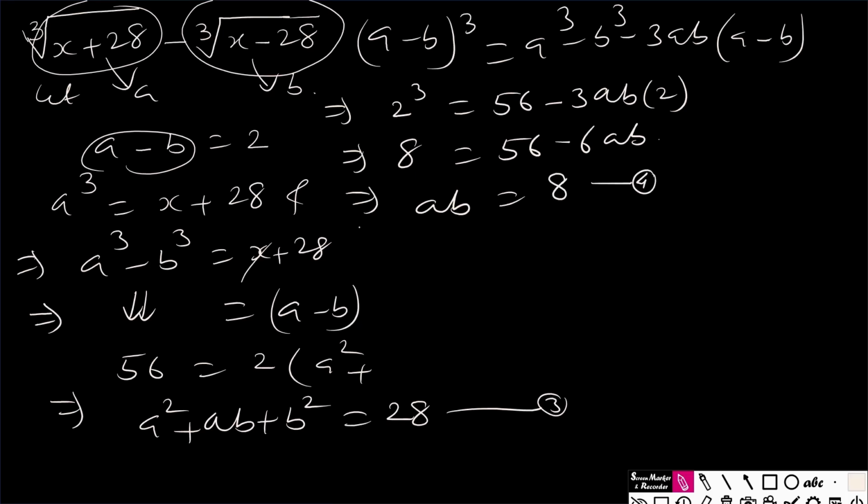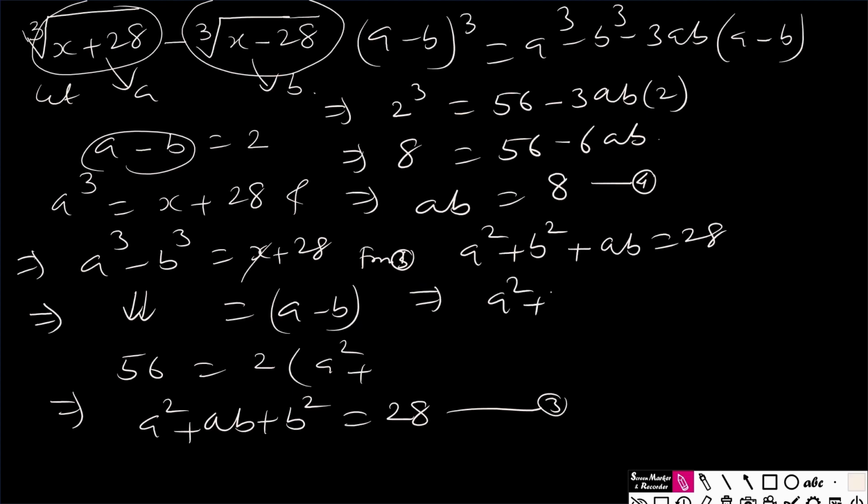Now from equation number 3, what will it be? a squared plus b squared plus ab equals 28. Here ab equals 8. So a squared plus b squared equals 28 minus 8, which is 20. Suppose this is equation number 5.